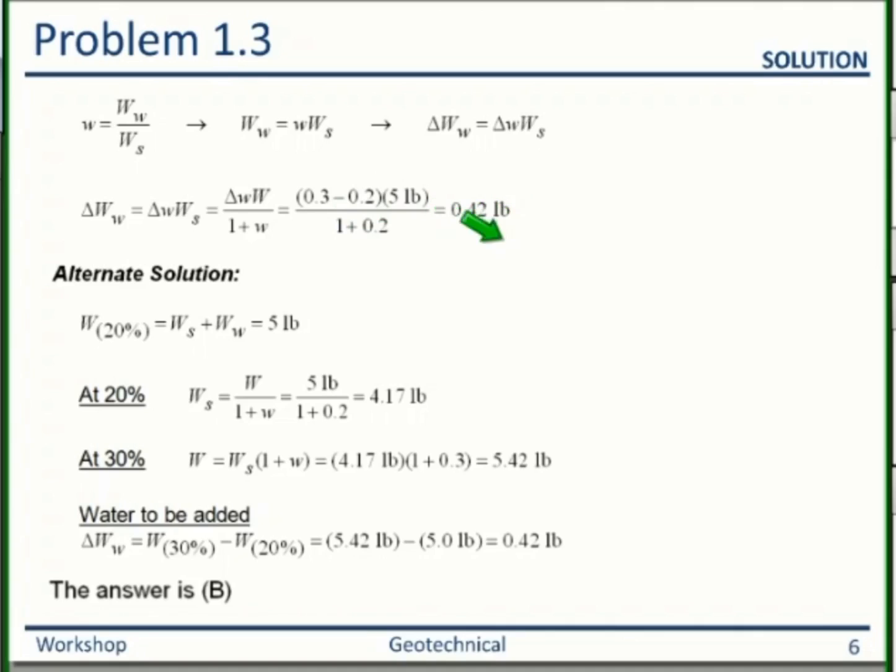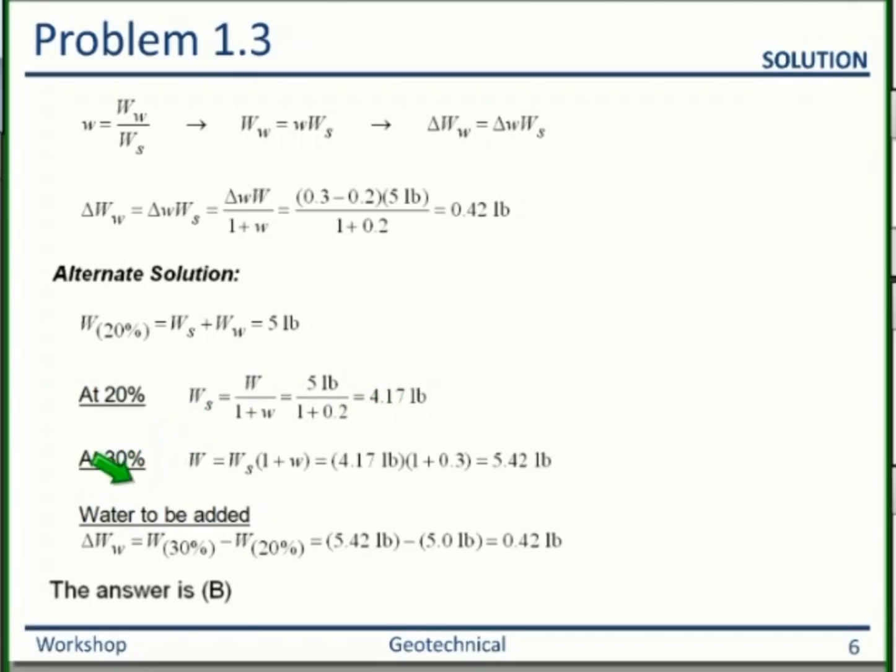If not, you could do the alternate solution. At 20%, weight of soil solid plus weight of water was 5 pound, because this is the total weight. Therefore, the weight of soil solid at 20% is calculated by these equations from table 1, which gives you 4.17 pound. Weight of soil solid will remain constant, right? Because soil is not being added, what is added is water.